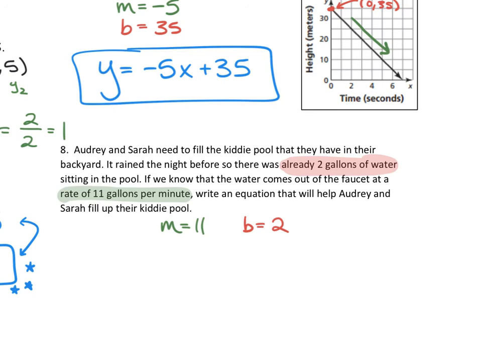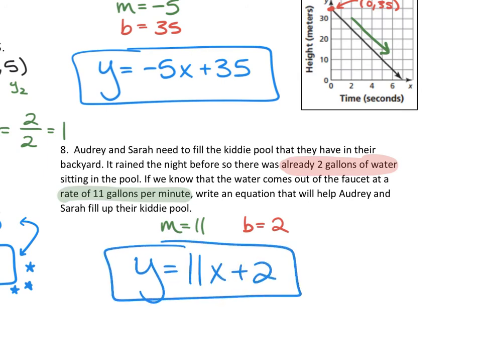I also know that even though it didn't say starting, it says it rained the night before, so there was already 2 gallons of water sitting in the pool. We started with 2 gallons of water already chilling in our kiddie pool, which means that my y-intercept is 2. That's where we're starting. So very easily I can fill in the formula. y = 11x + 2 is the equation that represents filling up the kiddie pool for Audrey and Sarah.